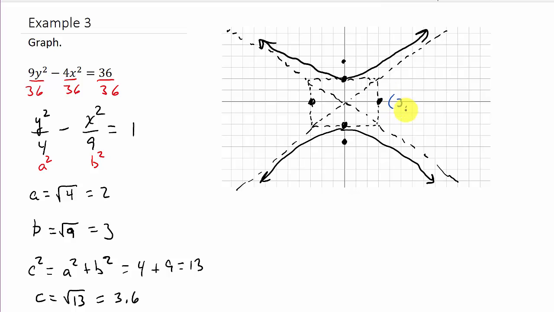This is the point 3, 0. This would be the point -3, 0. This would be the point 0, -2. This would be the point 0, 2. And then for our foci, that would be the point 0, square root of 13. And this would be 0, -square root of 13. And there's your graph.